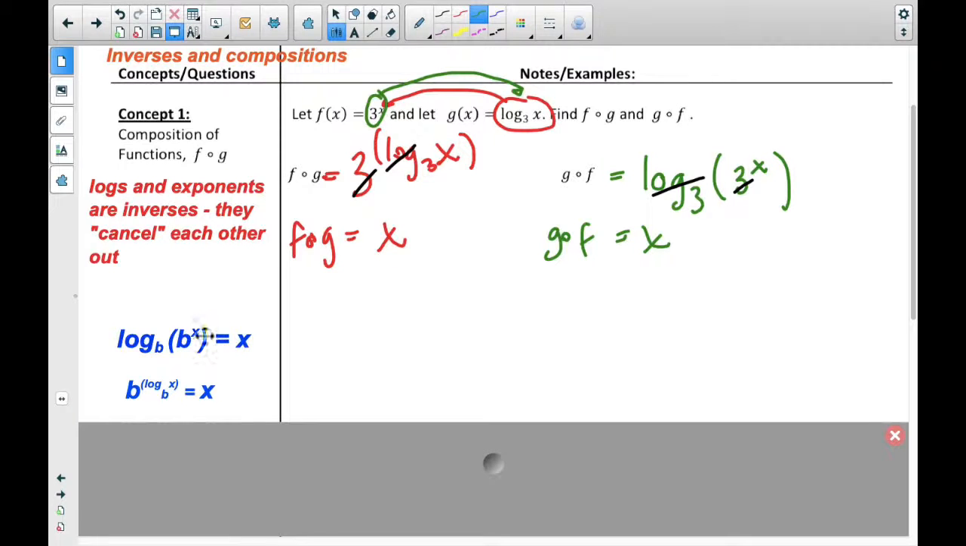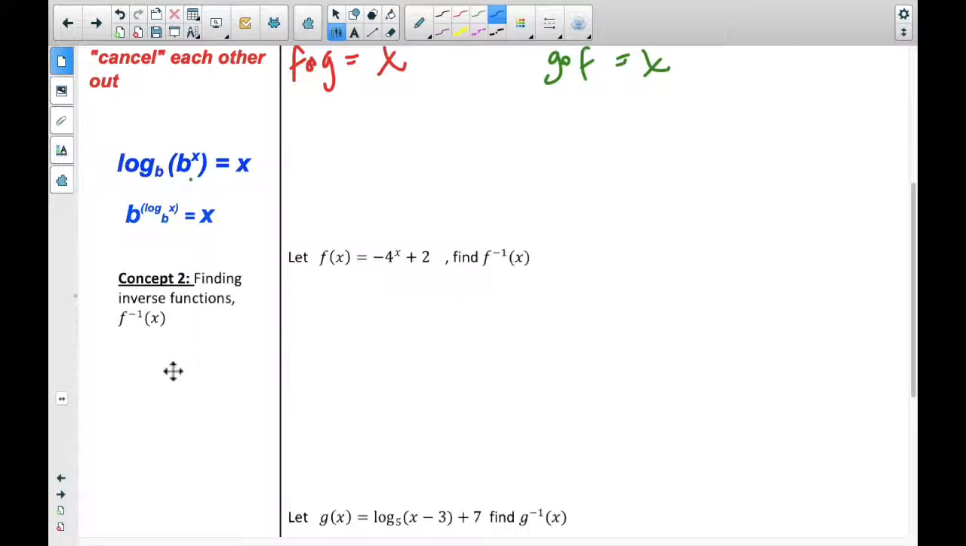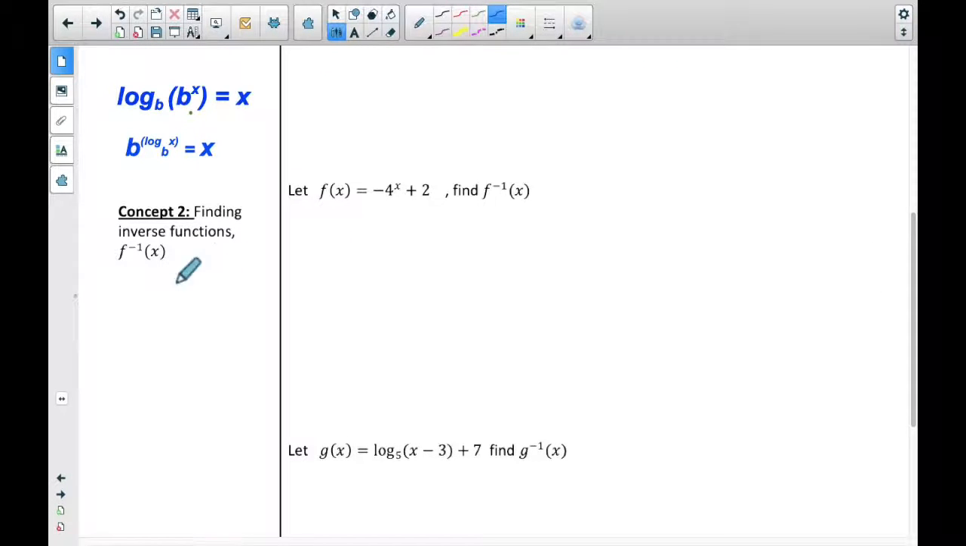That might be something you want to write down in the margin: log base b of b to the x cancels down to x, and b to the power of log base b of x also cancels down to x. Okay, the next concept is finding inverse functions. I don't know if you remember when we did this before, but what we're going to do is switch our x with our y, and then solve for y.